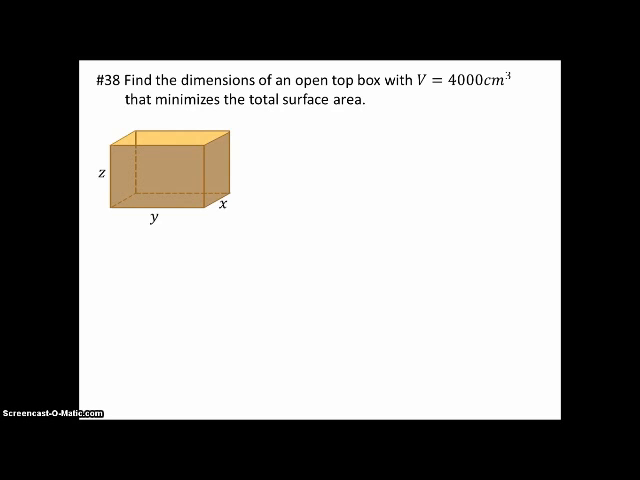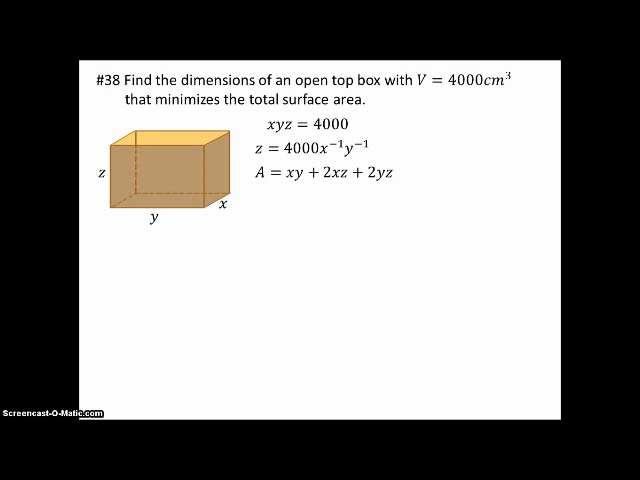Number 38. Find the dimensions of an open top box with the volume 4,000 cubic centimeters that minimizes the total surface area of the box. So here's a picture of the box. And we know that x, y, z is 4,000. And so z, since we want to eliminate one of the variables if possible, is 4,000 x to the negative 1, y to the negative 1.